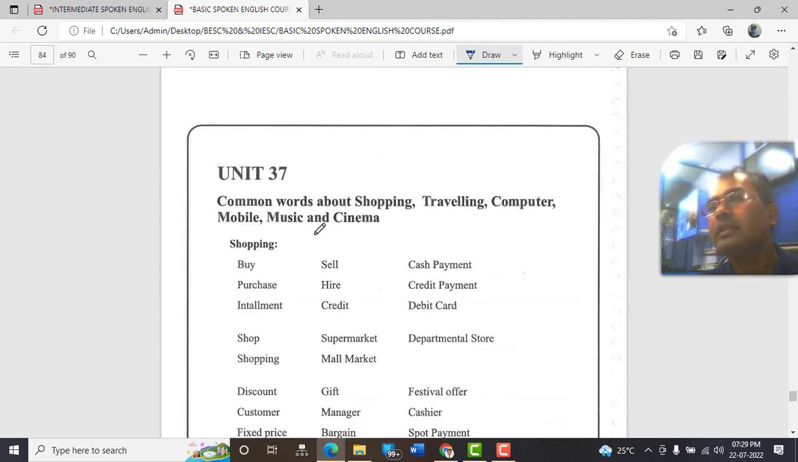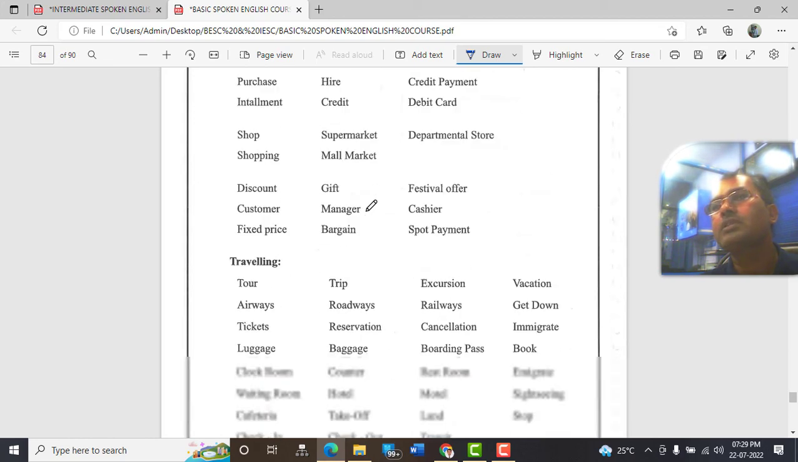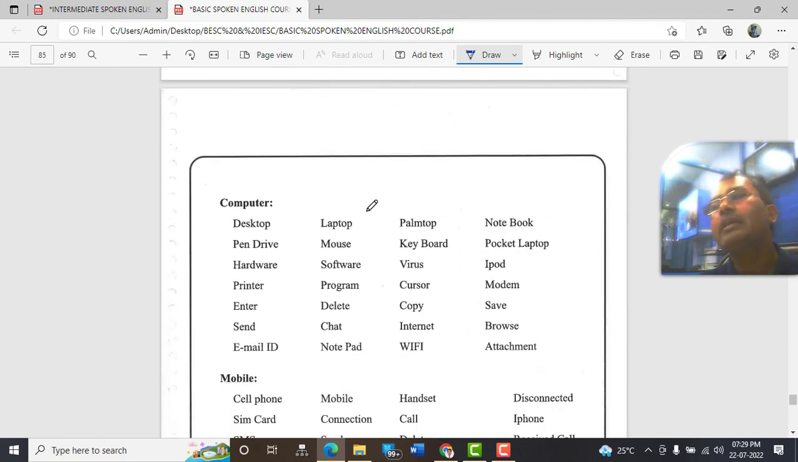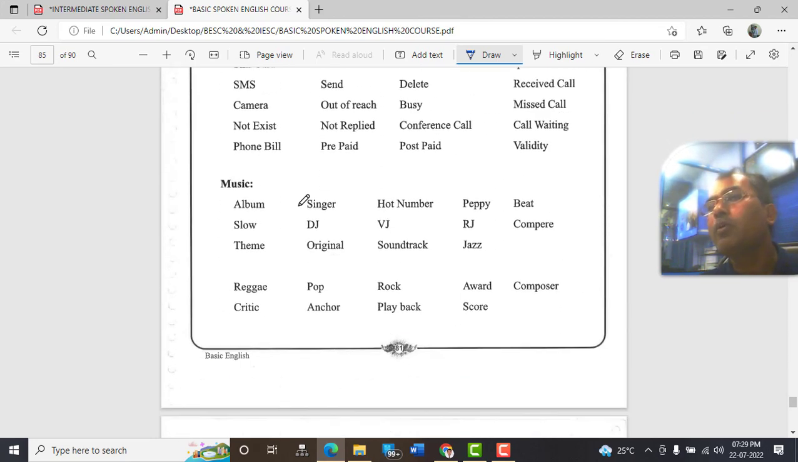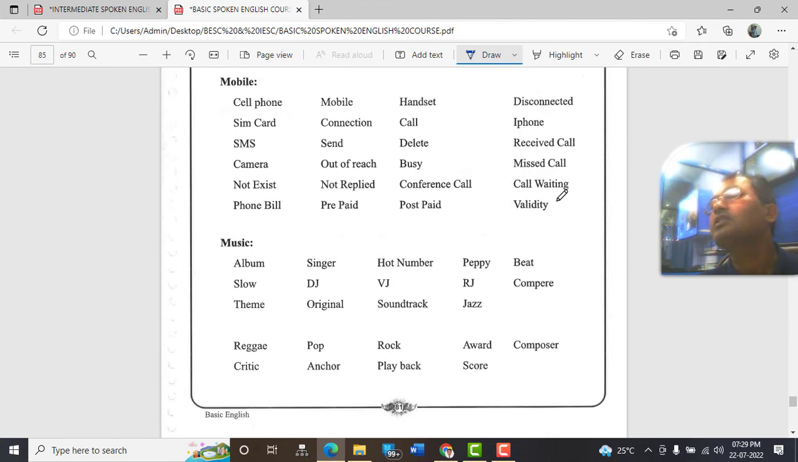When we go to unit 37, a few more words on shopping place, about the computer, about the mobile, charge, recharge, call waiting, validity. Most of these words we don't know. Hey, what's a problem with your phone? Idral call waiting bartide. So you should know what does that call waiting means.